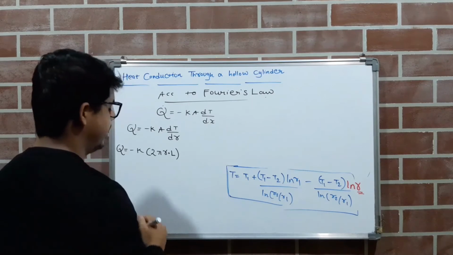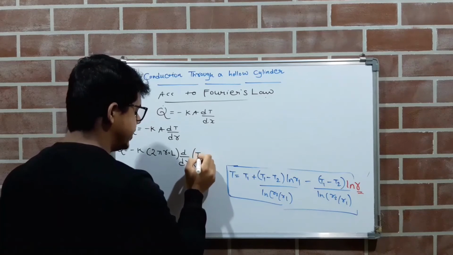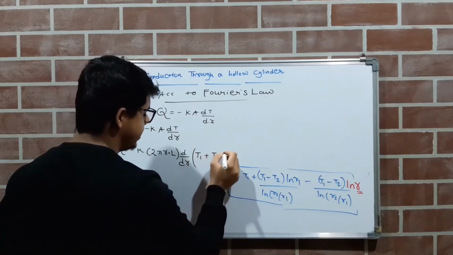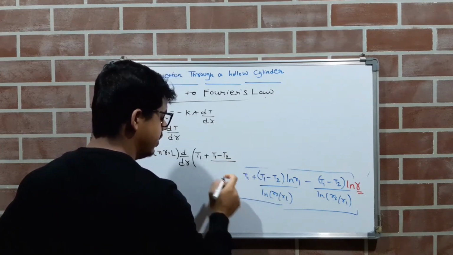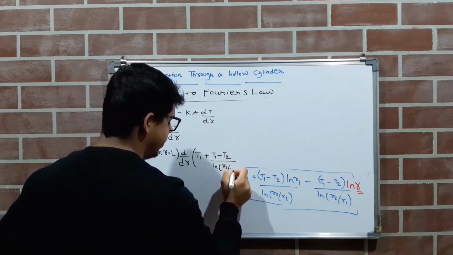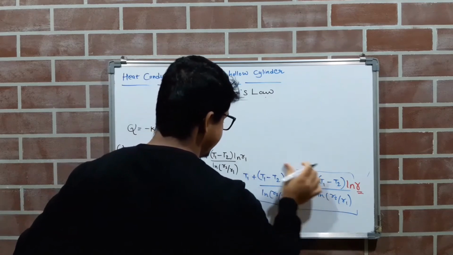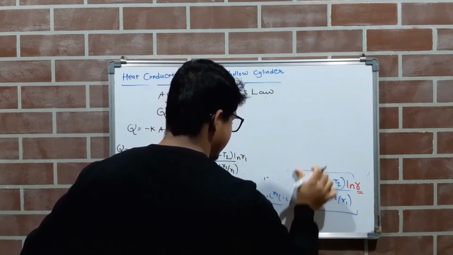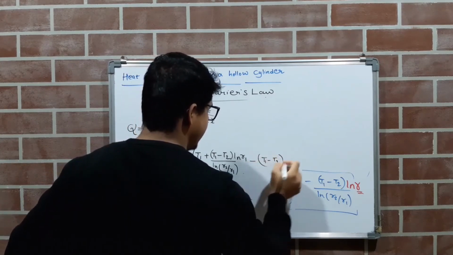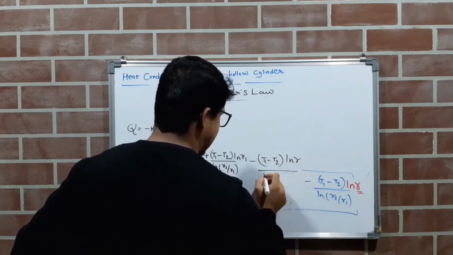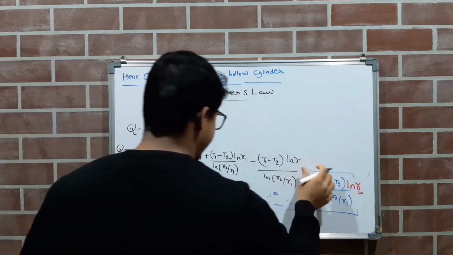Now we have the formula of T, so we will put it here, d by dr. The big formula we will write here. First it is T1 plus (T1 minus T2) upon ln(r2 upon r1) into ln r1, and up to this we had completed, minus (T1 minus T2) into ln r upon ln(r2 upon r1), right? I think I am right.